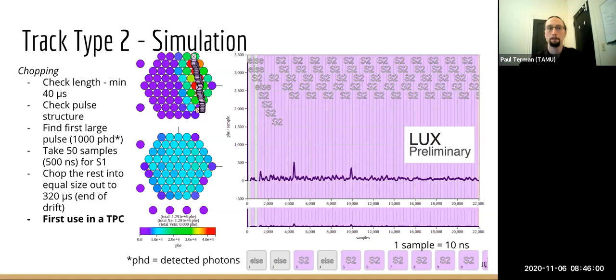We then go back to the first large pulse of the event. As you can see in this example, the S1 is disjoint from the main bulk ionization. But going back to that first large pulse allows us to find that S1. We cut off 500 nanoseconds for S1 timing, and cut the rest of the physical extent of the detector, which is 320 microseconds, into 99 equal parts. And then we were able to toss that through our data processing framework and get all of those nice hits along the detector.